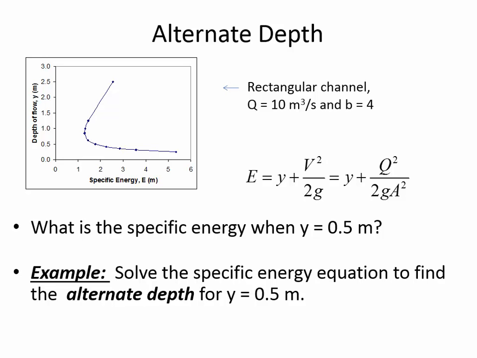We can rearrange that to look like this: Y cubed minus 1.774 Y squared plus 0.3186 is equal to 0. Can you solve for roots on the Casio? Okay. Find the roots of this equation. With any luck, one of those roots will be 0.5 meters.